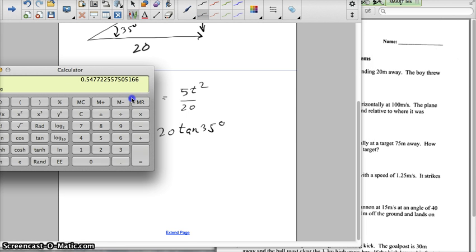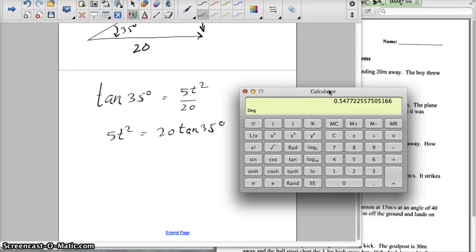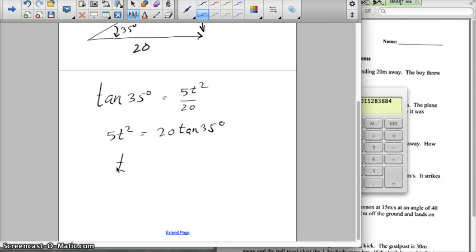Okay, so let's just use a calculator now. Is it in degree mode? Yes. So 35 degrees tangent times 20 divided by 5. I'll double check that in a minute, but basically t squared is equal to this. And then t is going to be equal to the square root of all of that.